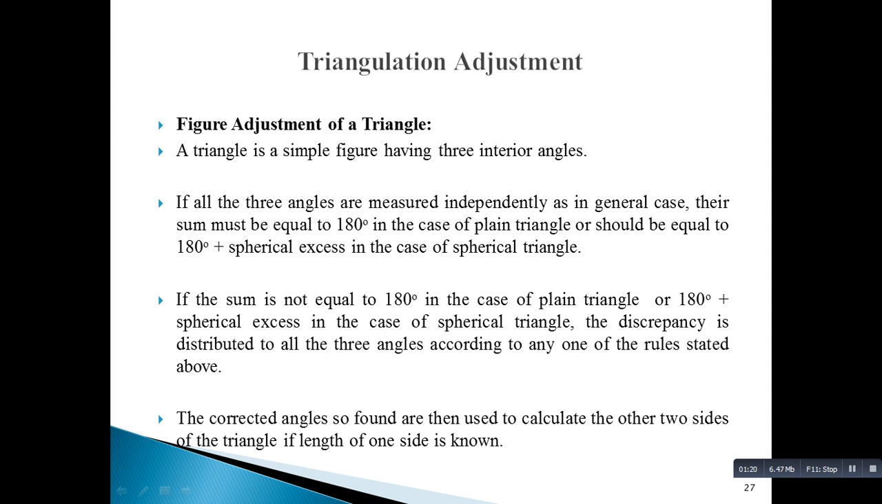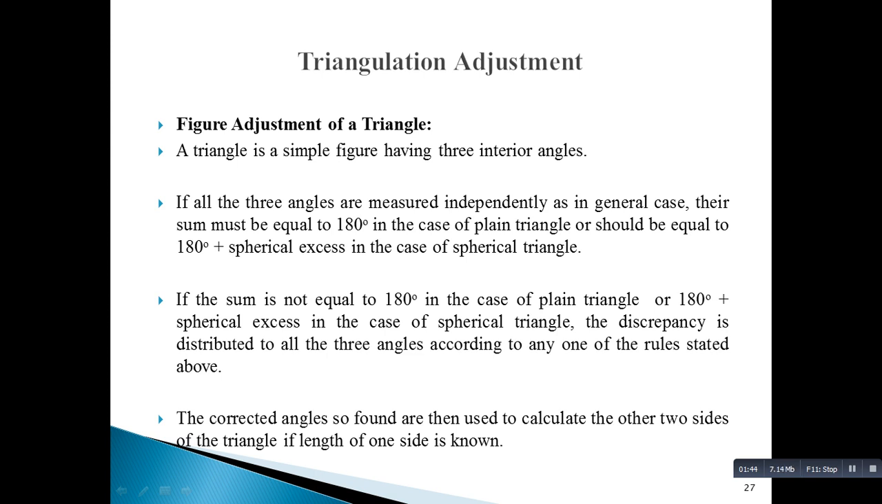If the sum is not equal to 180 degrees in the case of a plane triangle, or 180 degrees plus spherical excess in the case of a spherical triangle, the discrepancy is distributed to all three angles according to any one of the rules stated above. Already we discussed the five rules to distribute the discrepancy or error equally in the observed angles.